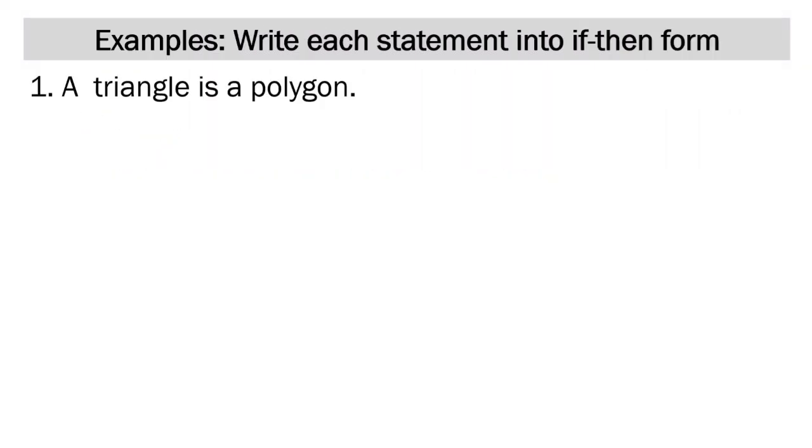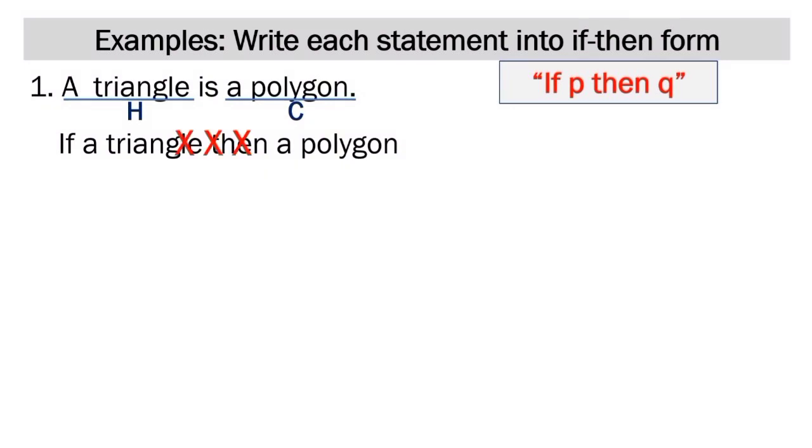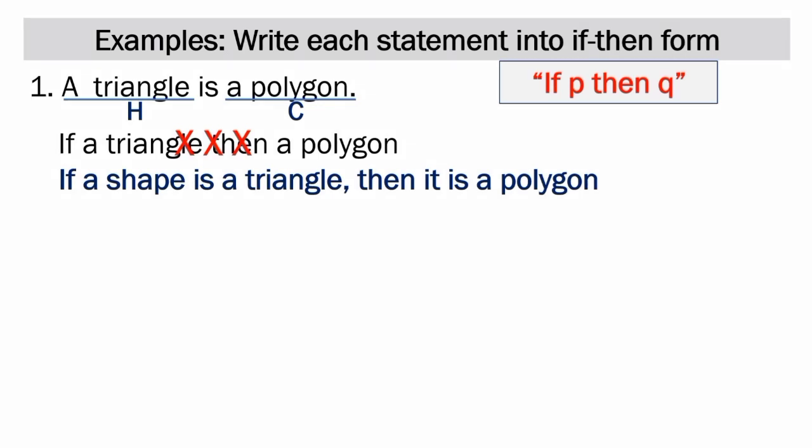For example, number 1. A triangle is a polygon. In this statement, the hypothesis is a triangle, and the conclusion is a polygon. Now, using the pattern if P then Q, it is written as, hindi pwedeng if a triangle then a polygon. Hindi pwede kasi wala siyang thought. Hindi buo yung thought niya. Okay? Hindi buo yung thought. The proper way of writing it is, if a shape is a triangle, then it is a polygon.